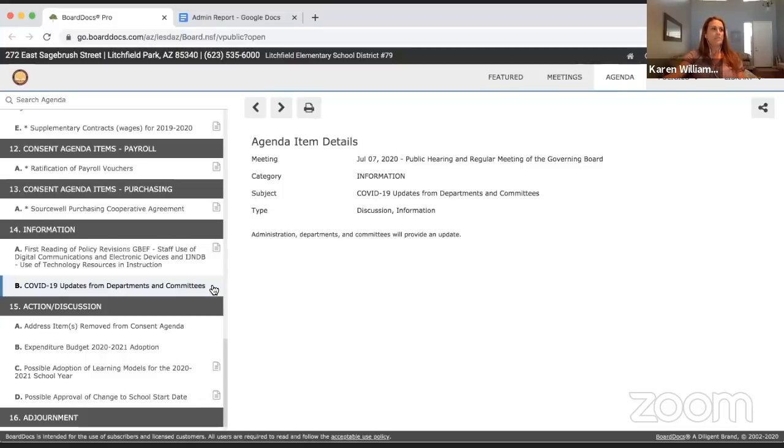So all of the items talking about staying home when appropriate, hand washing, social distancing, all of those things that we know are going to keep us healthy in the schools. The second area that we focused on was preparing for when someone gets sick.